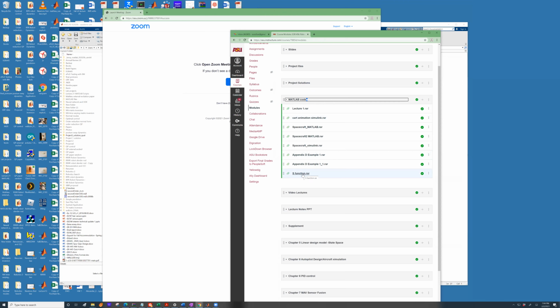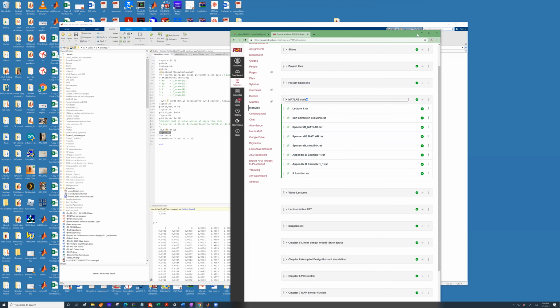sfunction.rar. Please download and extract this folder. Everyone, please download sfunction.rar and extract it on your desktop. Any questions? Is everyone able to extract sfunction.rar onto the desktop? This sfunction.rar is on the Canvas modules under Matlab codes.